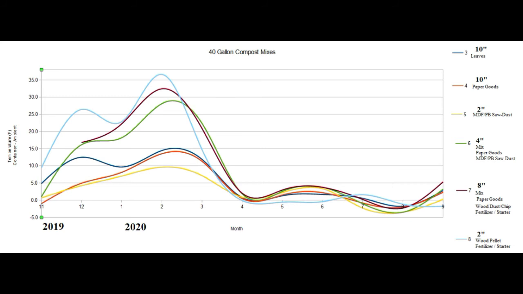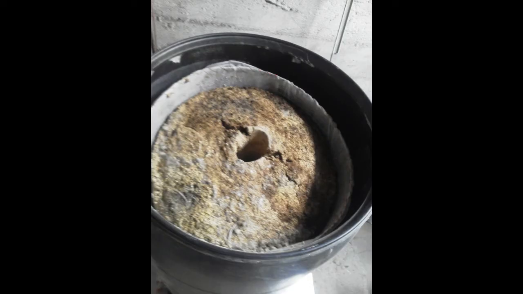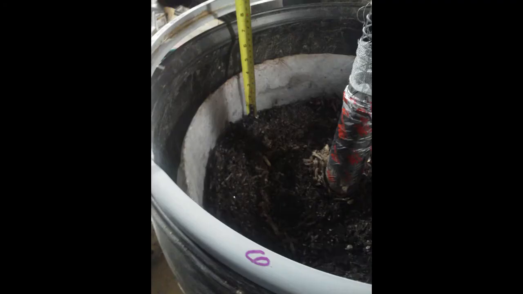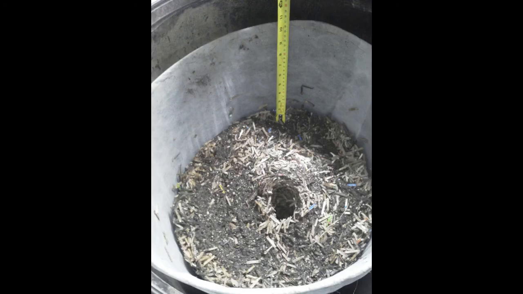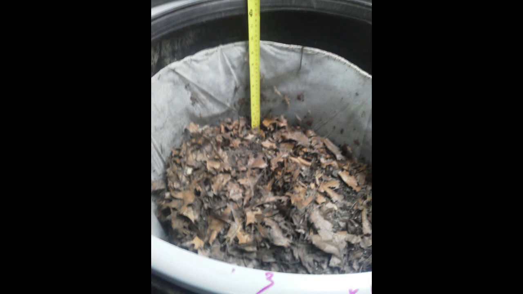And so after that was done, then I opened up each drum in sequence. So starting with the first one, which was number 8, you can see it barely went down at all. And that was wood pellets, the fertilizer, and the starter. And then moving on, we went to 7, which looks like it went down a whole lot. That was paper goods, wood chips, wood dust, and the starter and fertilizer. And then we go on to number 6, which was paper goods and MDF particle board sawdust. And then to 5, which was just MDF particle board sawdust. And then we go on to 4, which was just paper goods. 3, which was just leaves. And then it exits out the building.